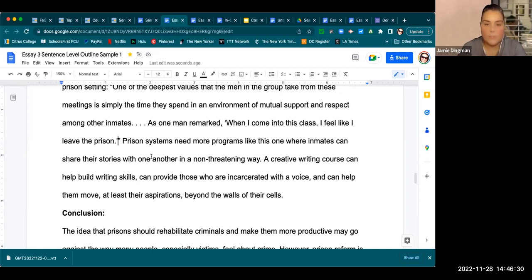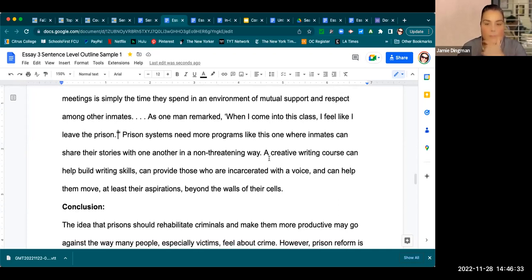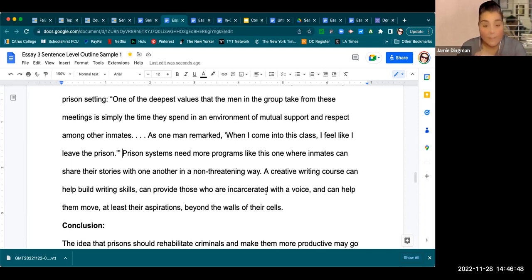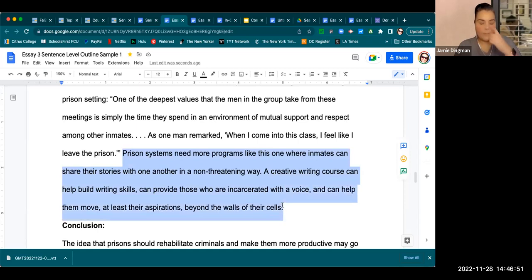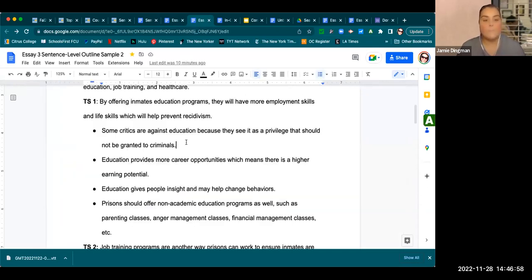Need a citation. Prison systems need more programs like this one where inmates can share their stories with one another in a non-threatening way. A creative writing course can help build writing skills, can provide those who are incarcerated with a voice, and can help them move at least their aspirations beyond the walls of their cells. So I like what he is writing here. Don't get me wrong. His writing, some of the sentences and the ideas are sophisticated, but like I said, the organization of it could be more helpful if he would have included those additional subtopics, right? And not just left it as here's my first piece of research and my first piece of commentary.